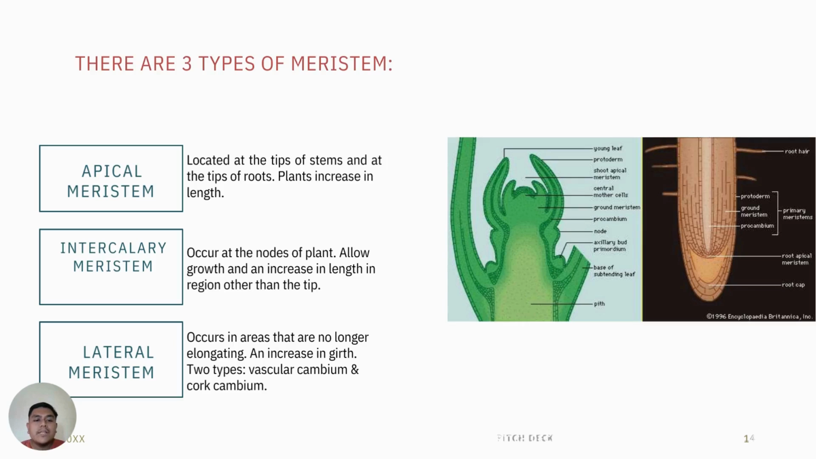Now we are going to the meristem tissue. There are 3 types of meristem. First, apical meristem. Second, intercalary meristem. Third, lateral meristem. We are going one by one. Apical meristem is located at the tips of stems and at the tips of roots. Plants increase in length. Intercalary meristem occurs at the nodes of plants. It allows growth and an increase in length in regions other than the tip.